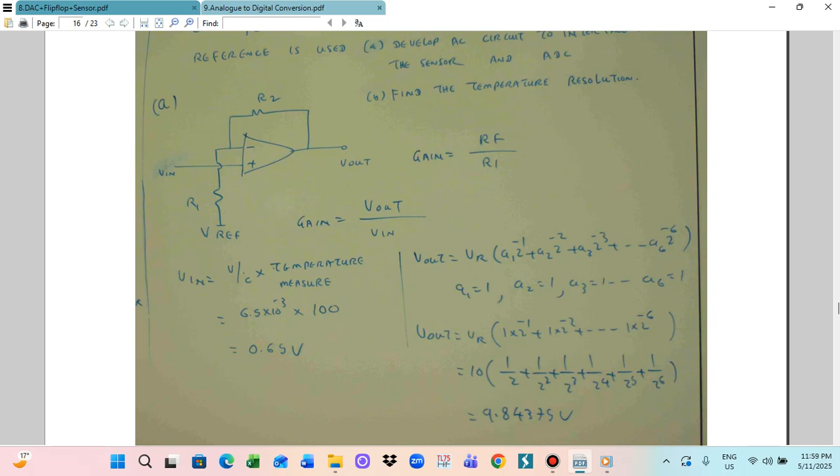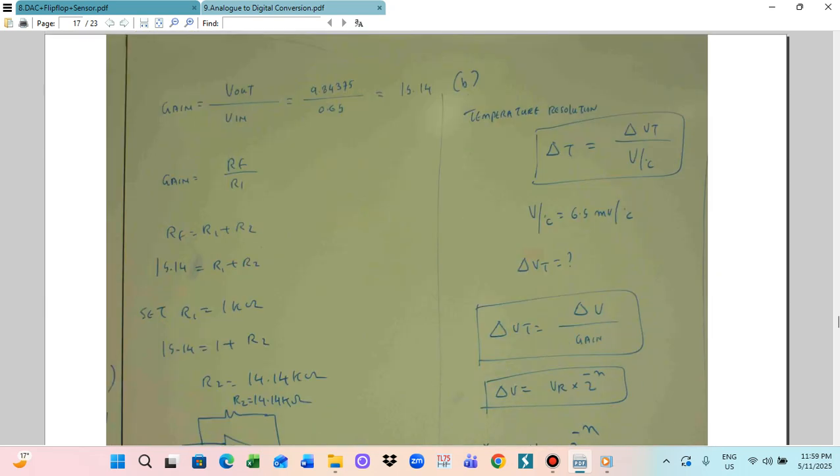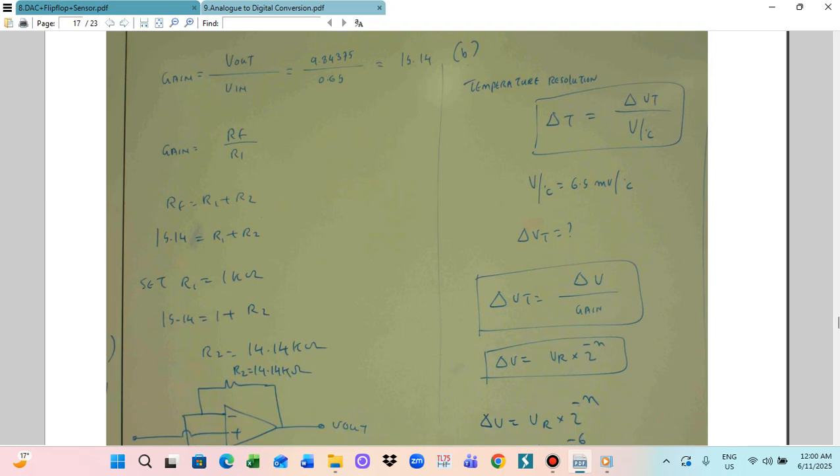After you get the Vout and the Vin, the ratio, we will be able to calculate the gain. So we substitute into the gain formula: gain is equal to Vout by Vin. After you get the gain, you can get the ratio between RF and R1, so that you can assign the appropriate resistance to the circuit. RF by R1, but RF is a combination of R1 and R2. So the ratio is 15.14, which is R1 plus R2.